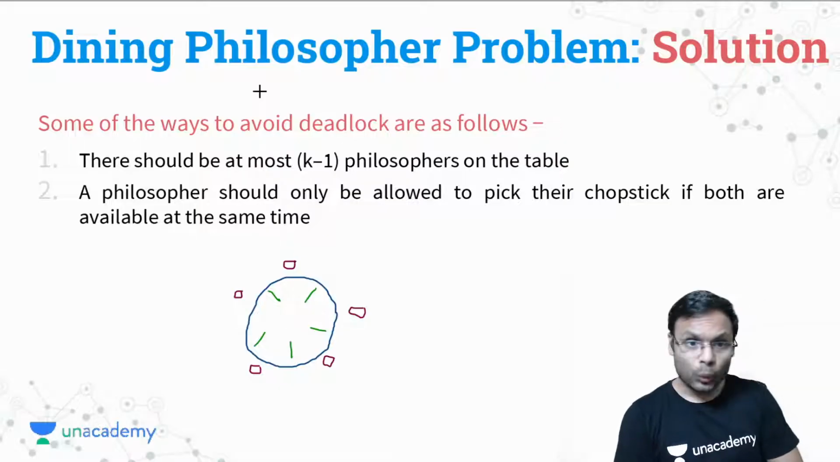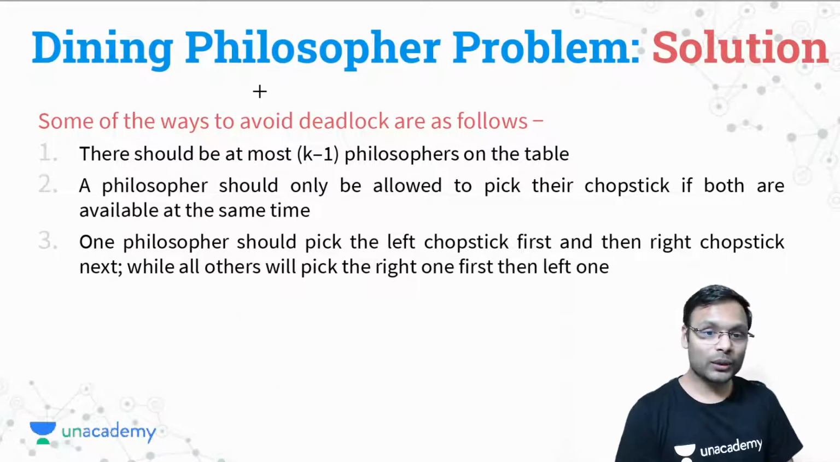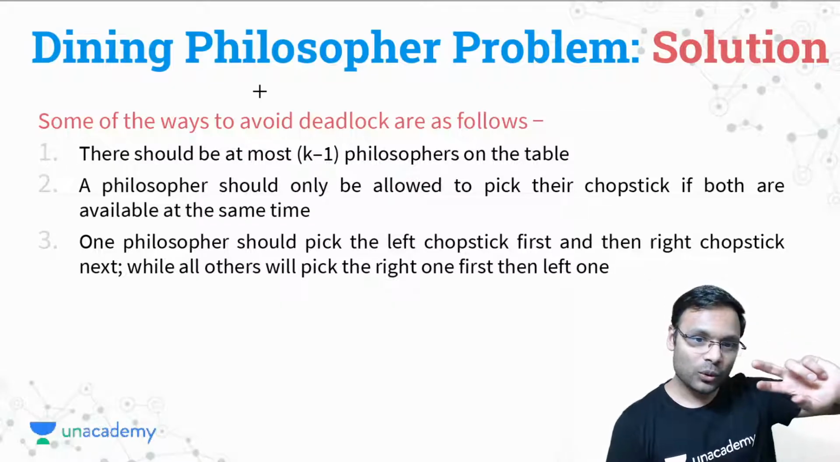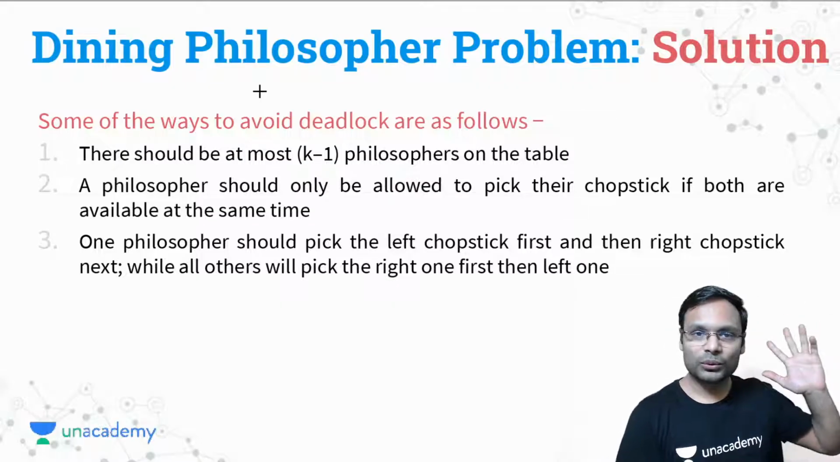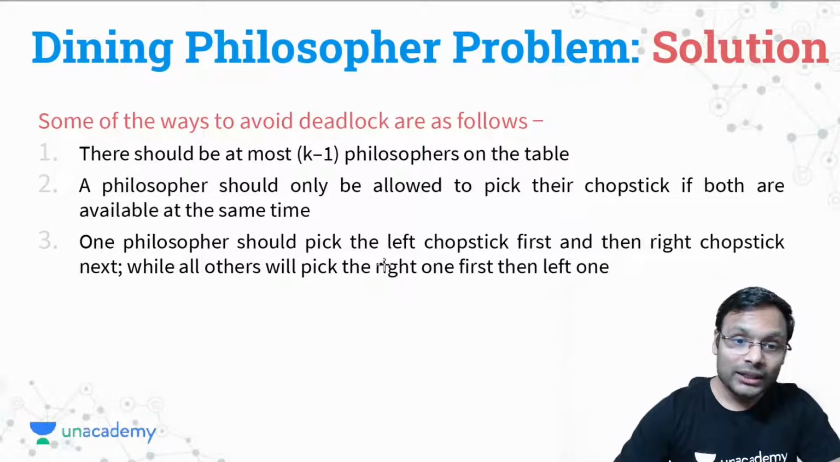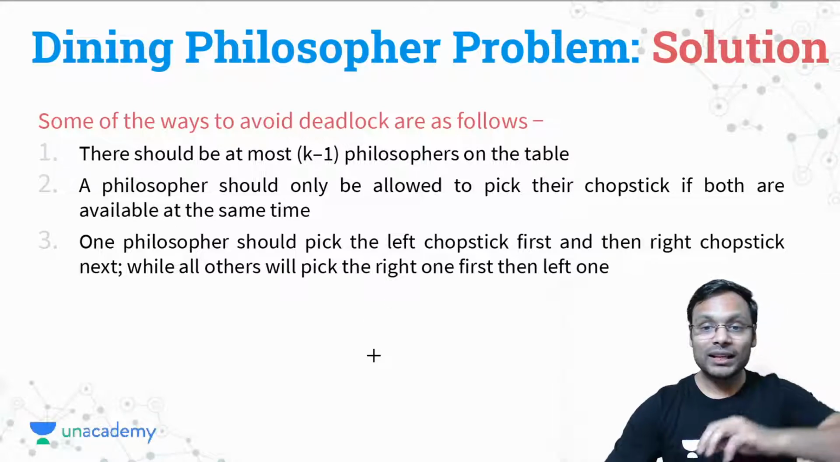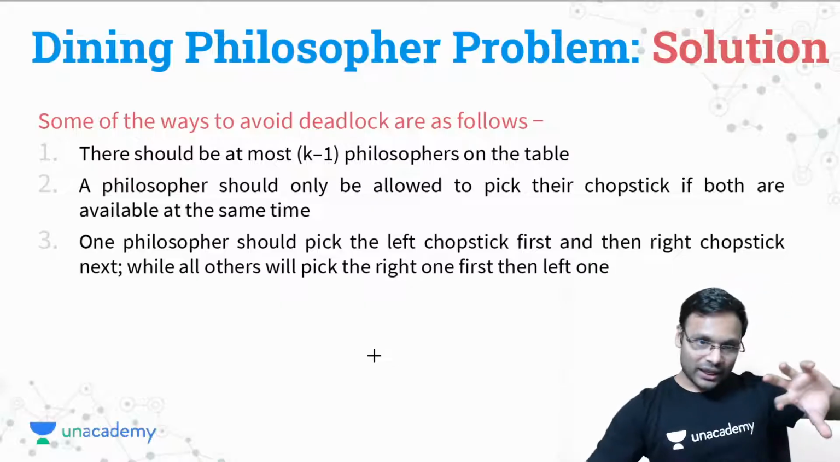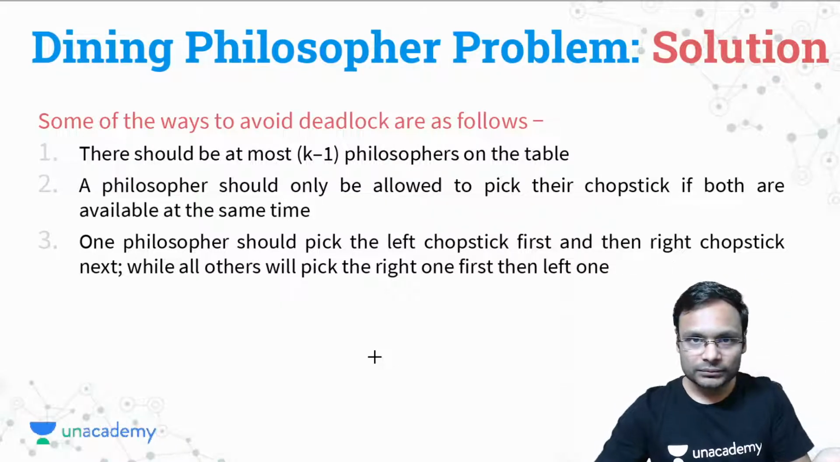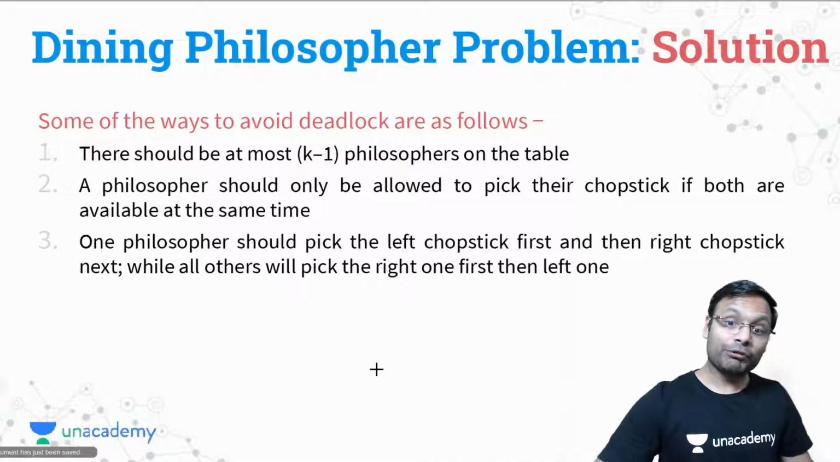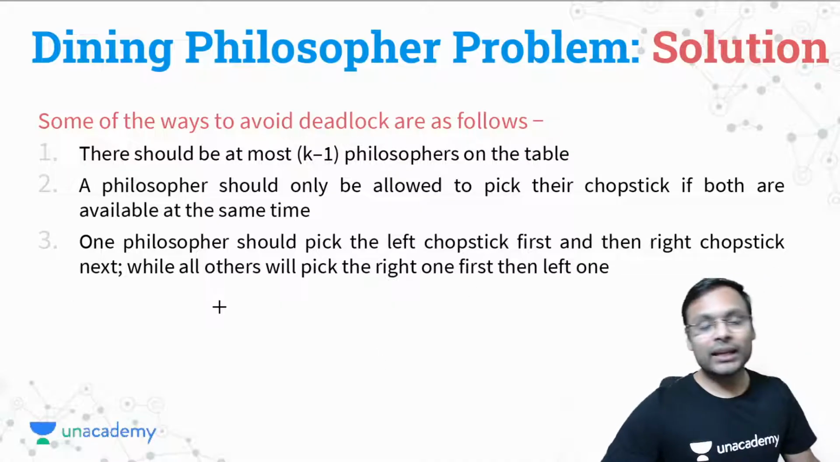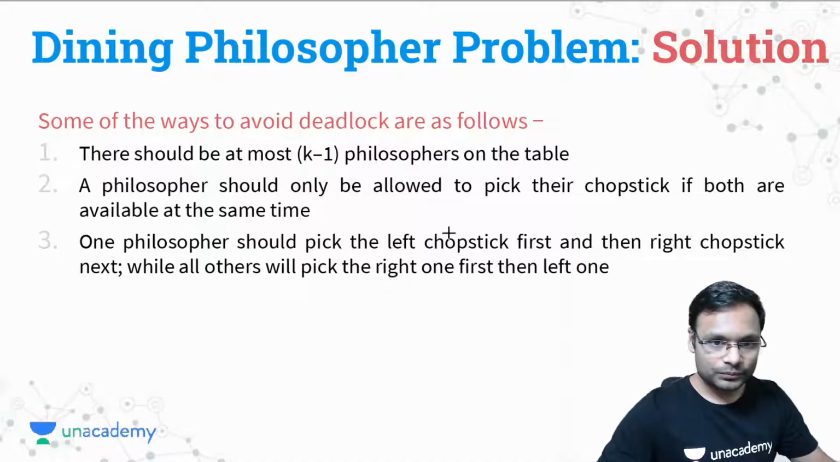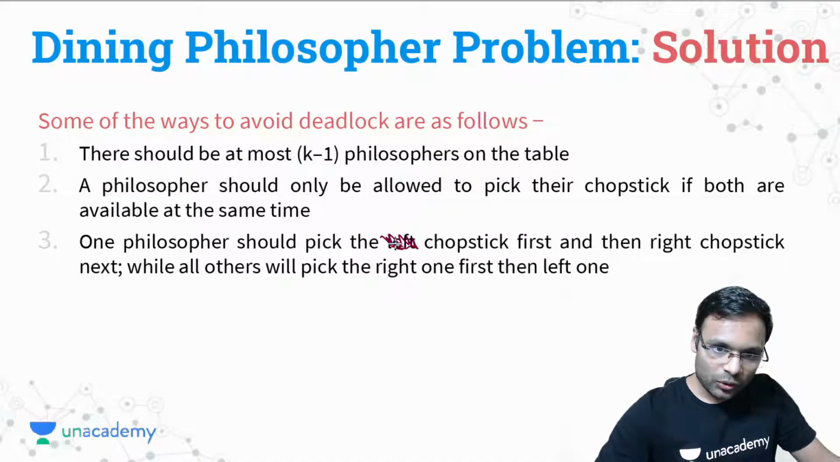Moving ahead. One last solution, which is my favorite one: make one person a left-hander or right-hander. Means, if all the philosophers start from the left hand first, then one philosopher will start from the right hand. Or if the others start from the right hand, then one person will start from the left hand. So I am taking the opposite one here. One person will start taking the right one first, then the remaining will start from the left one first.